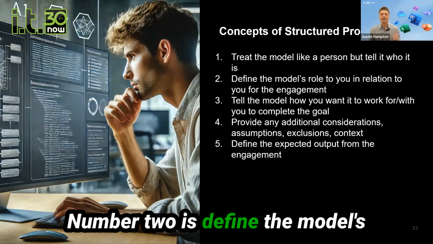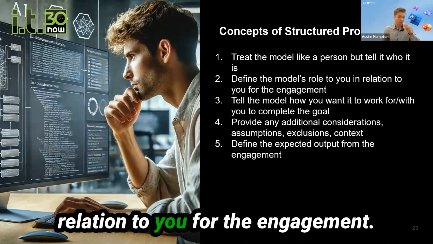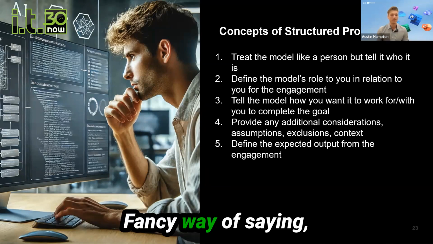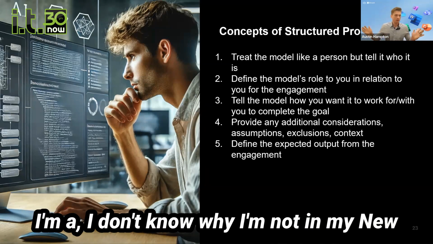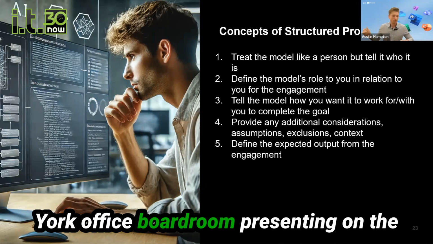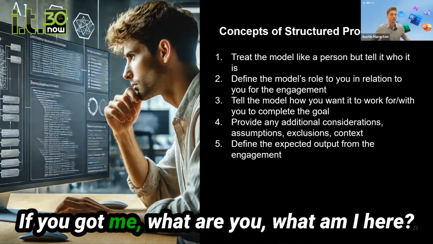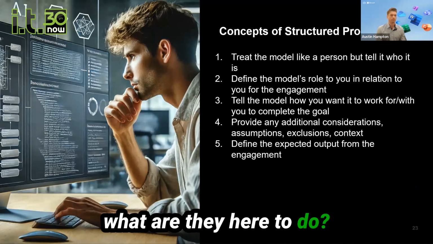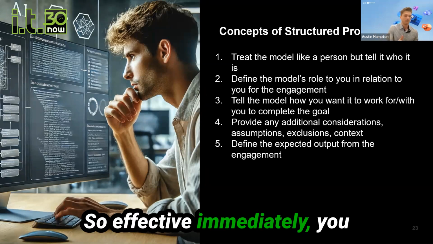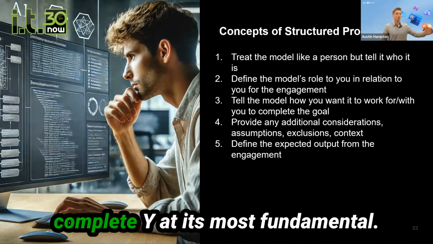Number 2 is define the model's role in relation to you for the engagement. Fancy way of saying, what are they here to do? Hey, all right, you summoned me. Don't know why I'm not in my New York office boardroom presenting on the magazine campaign, but I'm here right now. I'm an editor-in-chief. What am I here to do? Think about it like that. Tell them exactly. So effective immediately, you are X, tasked with assisting me complete Y.